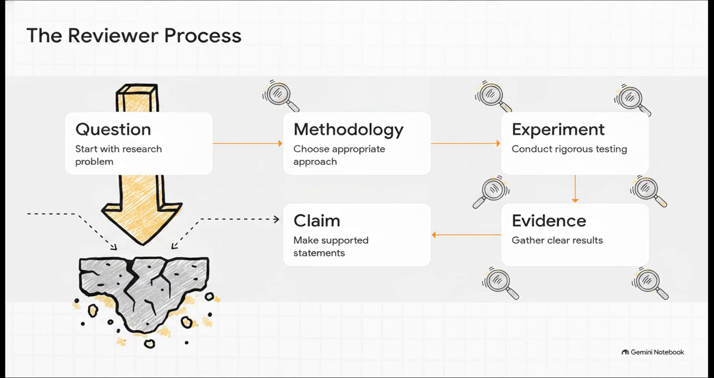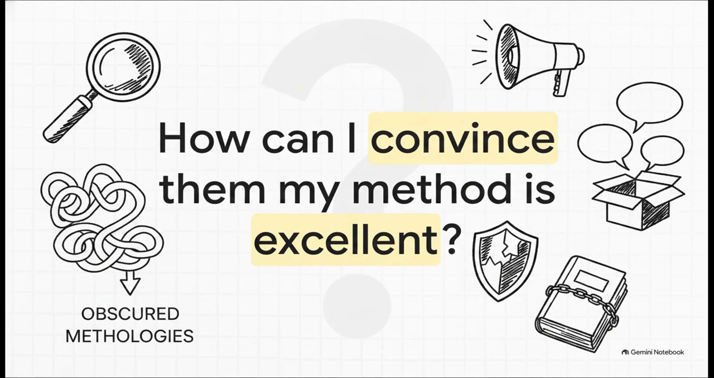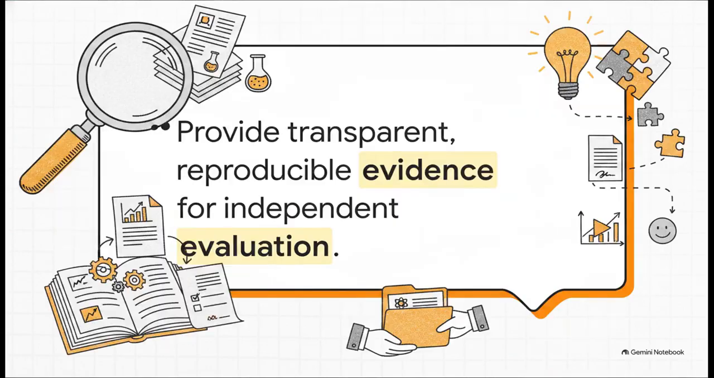If that foundational research question is weak at the very bottom, your entire claim at the top just collapses like a house of cards. So often, authors stare at the page thinking, how can I convince the reviewer that my method is excellent? But honestly, this is a totally flawed defensive mindset. They try to convince, trick, or basically sell the reviewer, and that mindset leads directly to hype, overclaiming, and completely obscured methodologies.